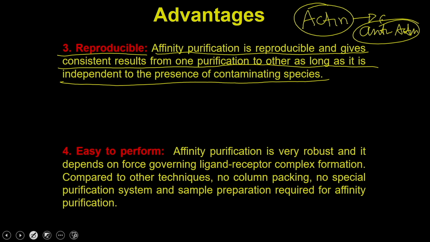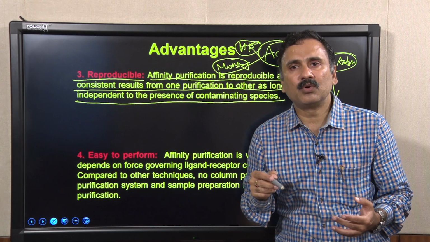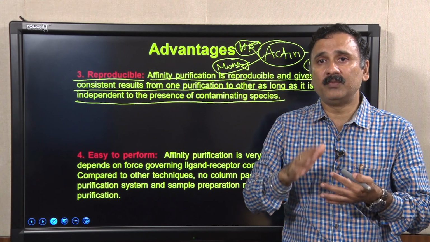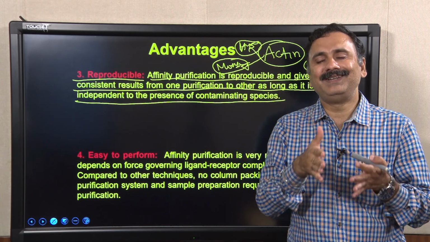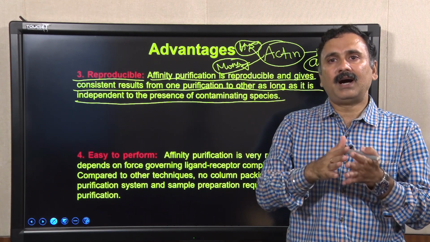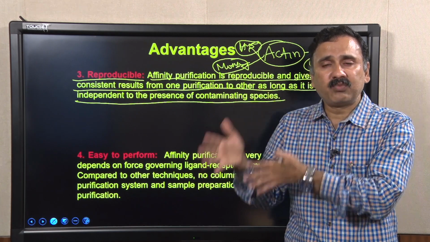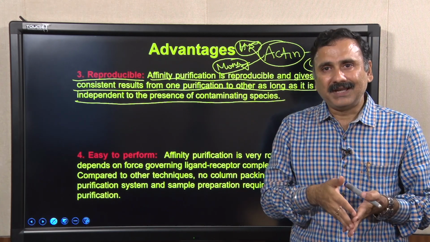So, what is meant by reproducible is that even if I am purifying actin from the mouse or from the human, the process is going to remain the same, whereas the contaminating proteins which are present in the mouse or in the human are going to be different. So, affinity chromatography does not depend on the other molecules or other proteins which are present in the cell lysate.